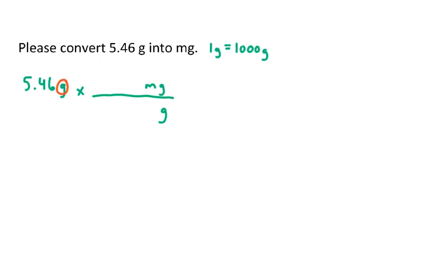I use the fact that 1 gram equals 1,000 milligrams to do this conversion. I put 1,000 next to milligrams and 1 next to grams to complete my conversion factor. The unit grams crosses out because it's in the numerator and the denominator, and I need to multiply 5.46 by 1,000 because they're both in the numerator. Whenever something's in the numerator, we'll multiply. If something's in the denominator, we'll divide. 5.46 times 1,000 equals 5,460, and that's our final answer.